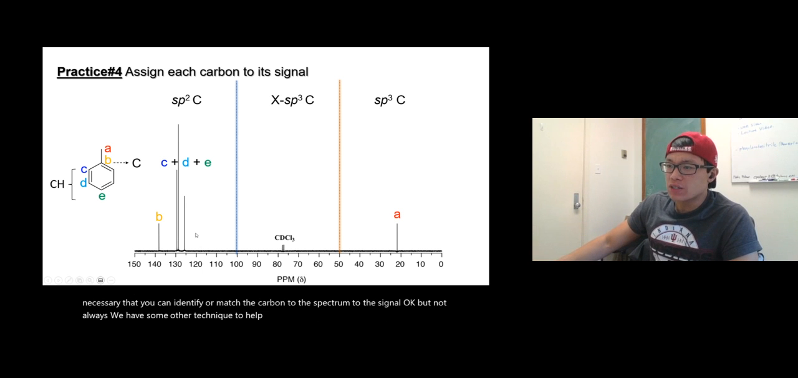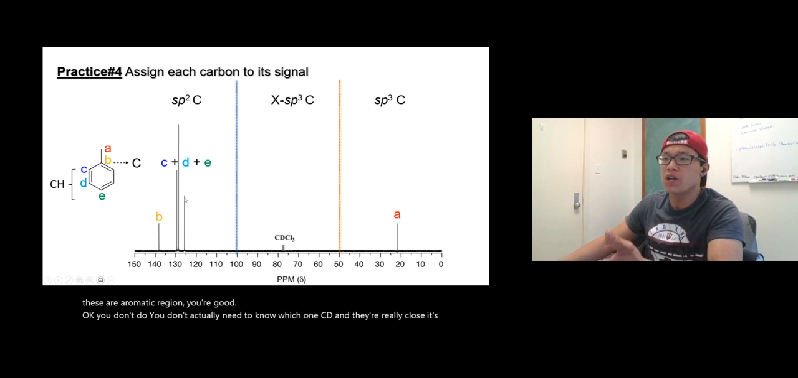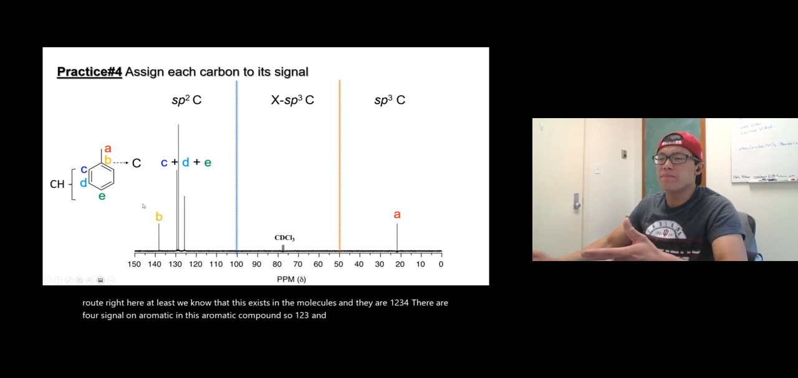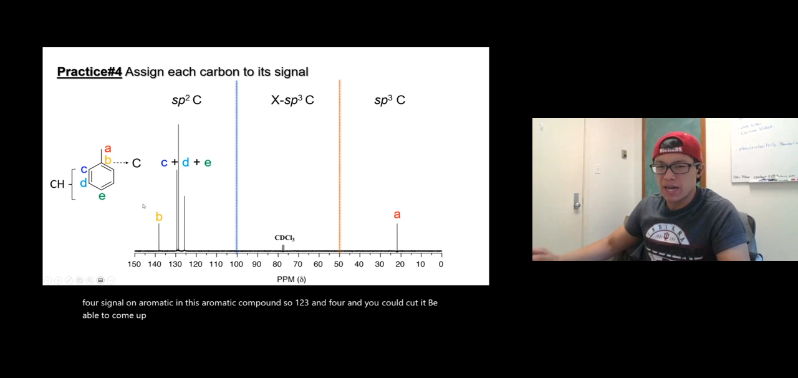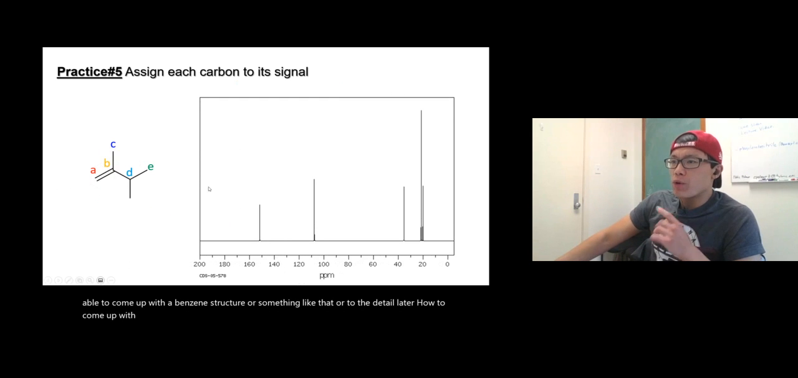Like right here, as long as you know these are the aromatic region, you're good. You don't actually need to know which one is C, D, and E. I mean, they're really close. It's around right here. At least we know that these exist in the molecule, and there are 4 signals on this aromatic compound. So 1 2 3 and 4, and you can kind of come up with the benzene structure, something like that. We'll get to the detail later on how to come up with the structure. Okay. All right. One more time.